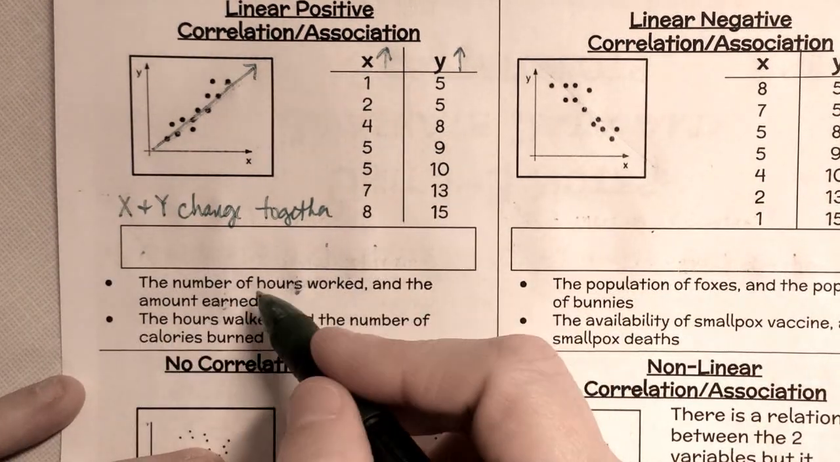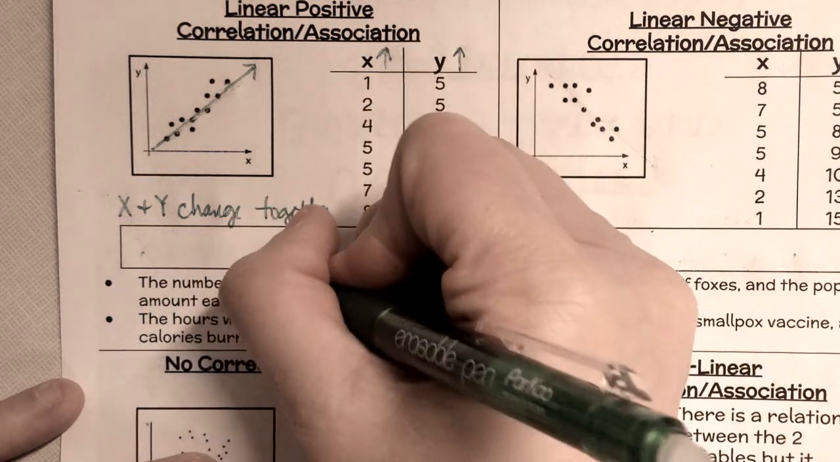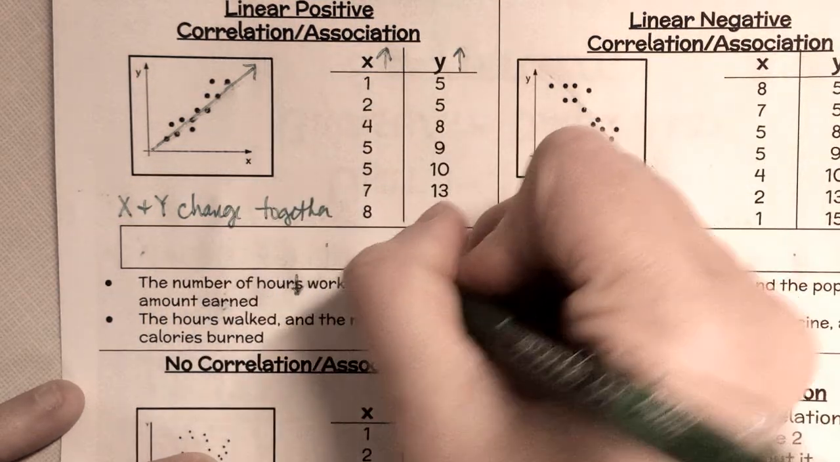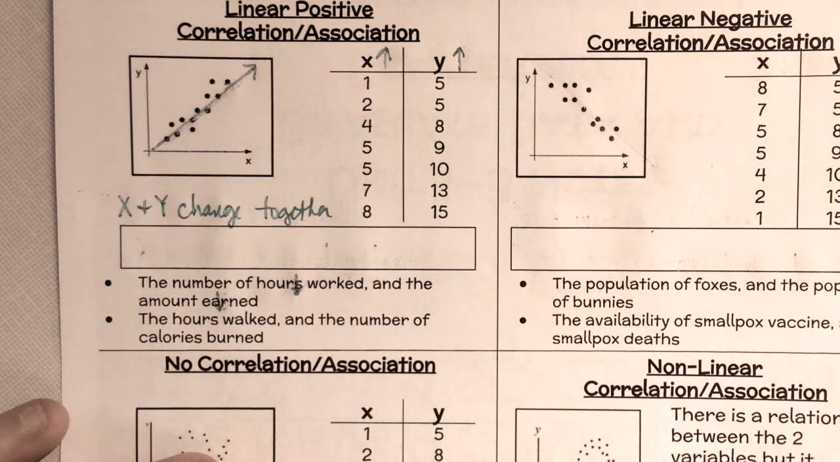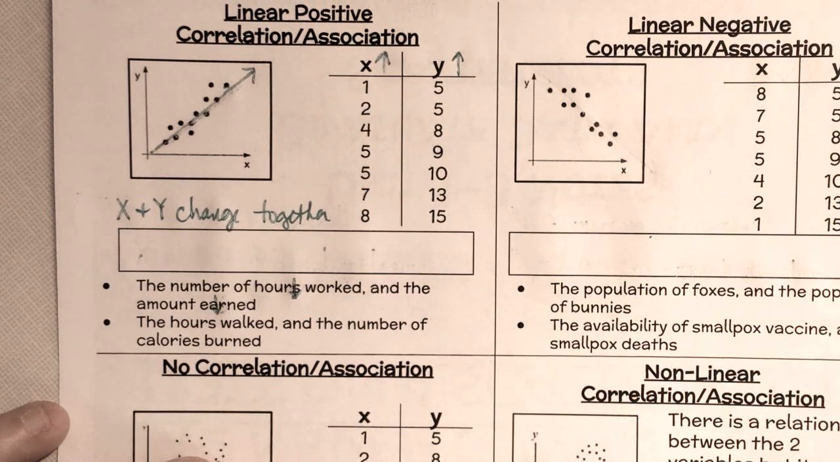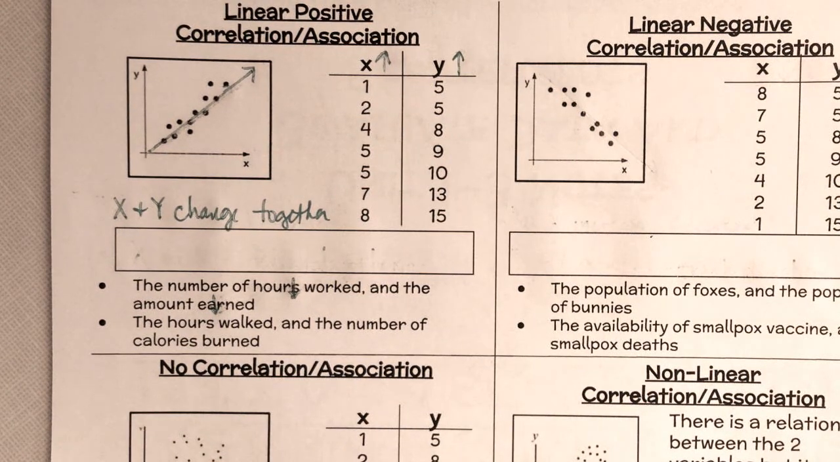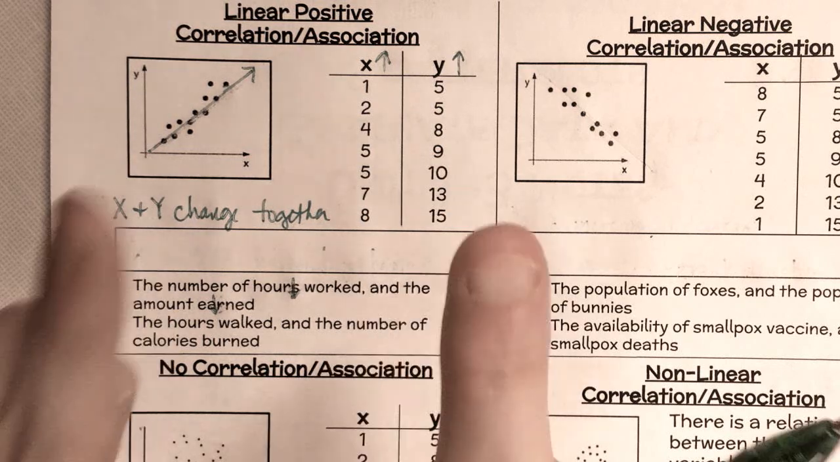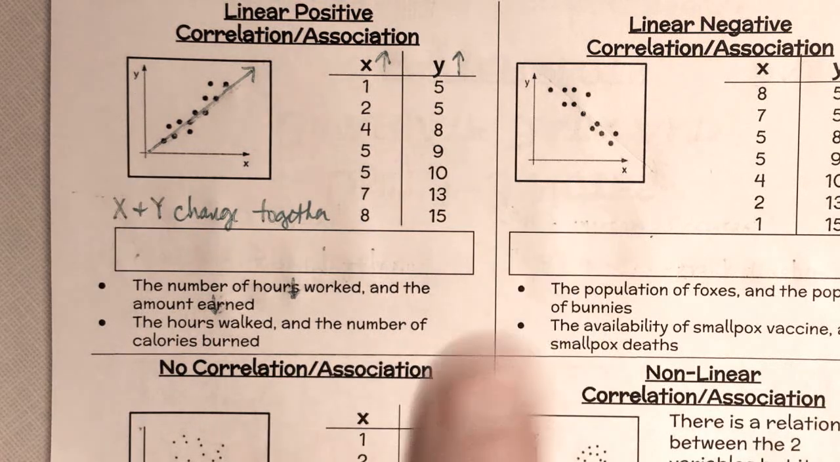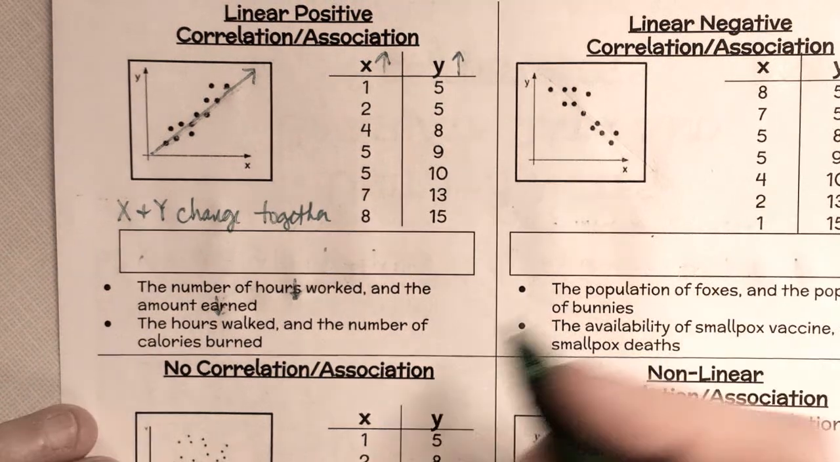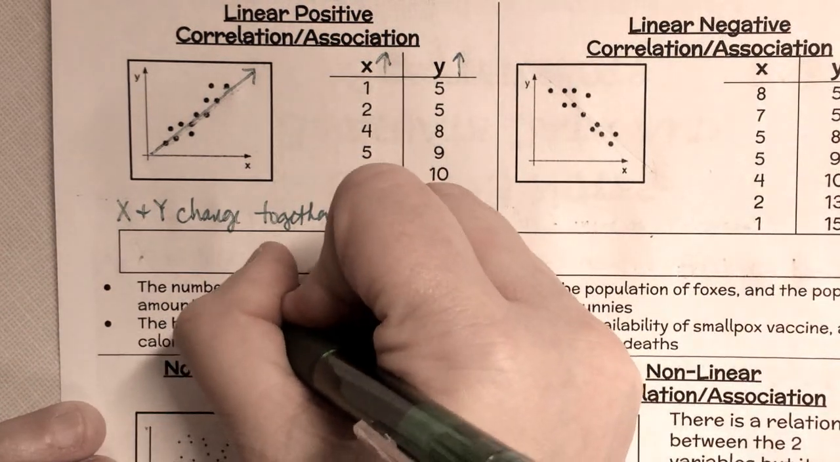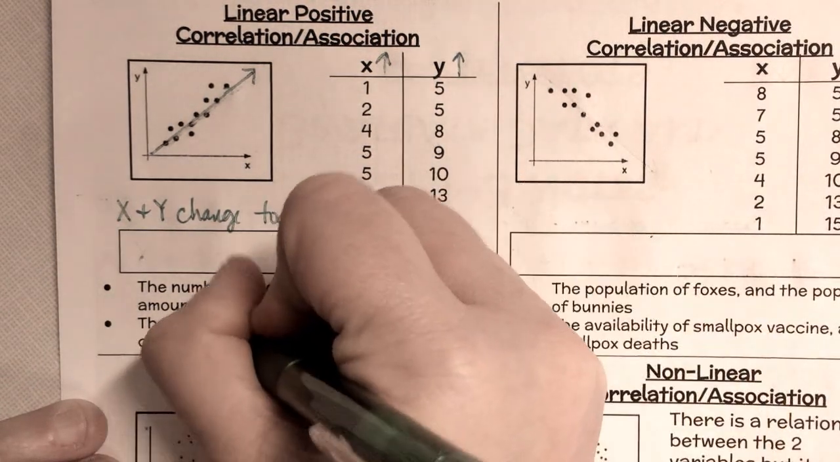So let's look at this. It says the number of hours worked and the amount earned. Well, if I'm working less hours, I'm going to make less money. That's a positive correlation because they're moving together. So what makes it positive is not that both of the values are increasing, it's that they're moving in the same direction. Okay? Likewise, the hours walked. So if I walk more hours, I'm going to burn more calories.